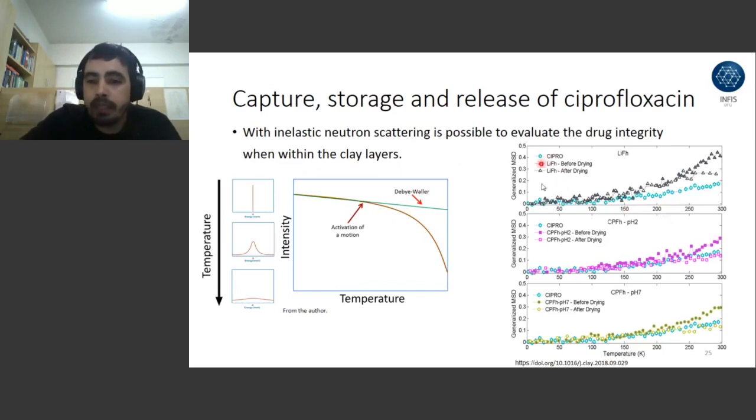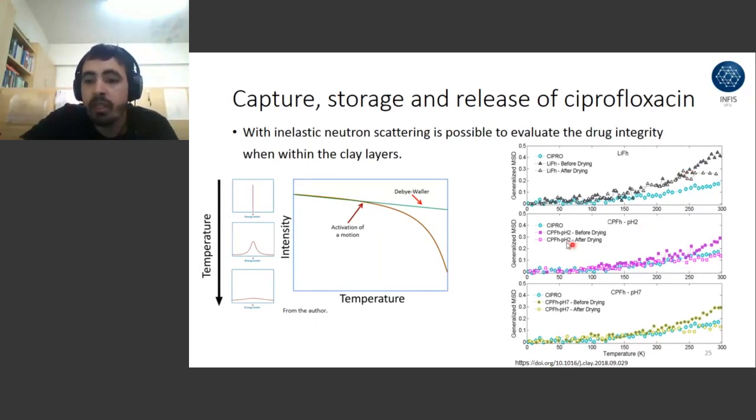So we can see here in these graphs the generalized mean square displacement of the pristine drug and the drug intercalated in the sample. Here is also the pristine clay. We can see the generalized mean square displacement of each one of the samples, and the deviation that we have in the clay samples before drying and after drying is due to the water content. Clay minerals also always have some amounts of water within their layers. They really like each other, clay minerals and water.